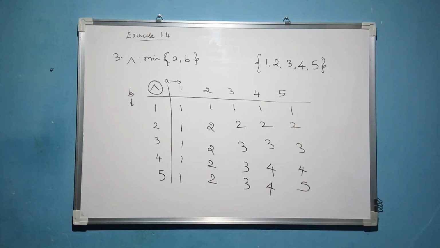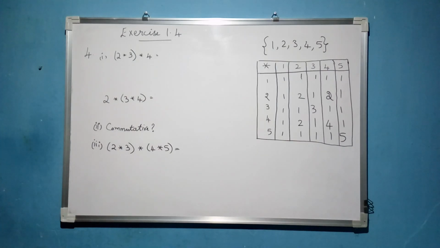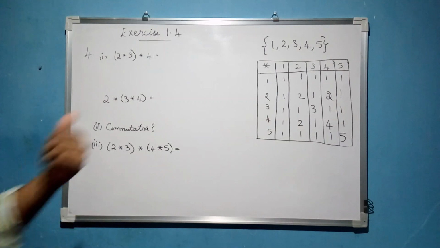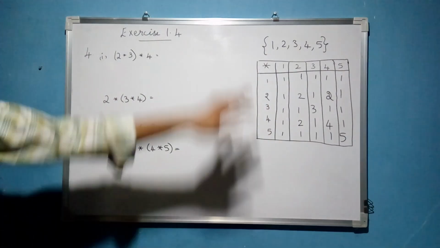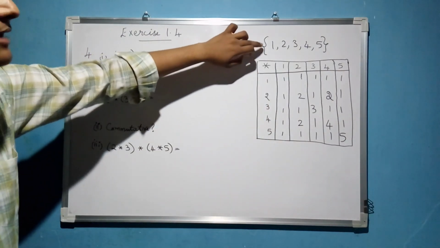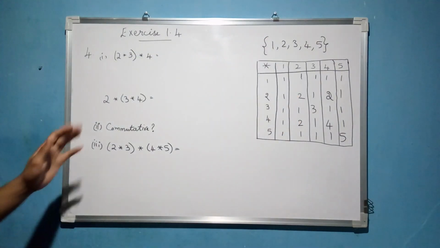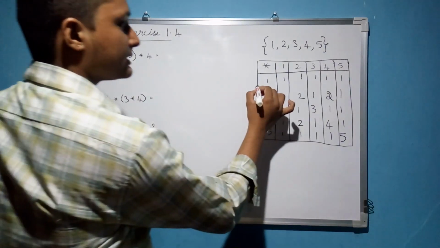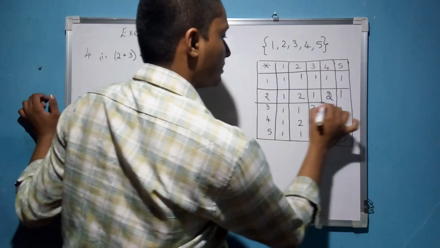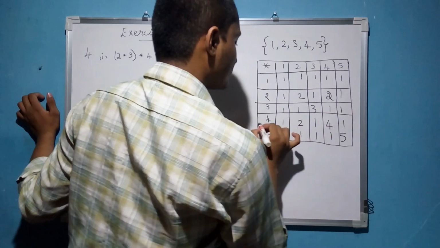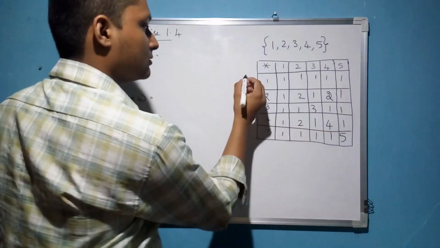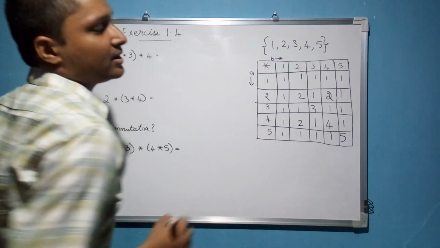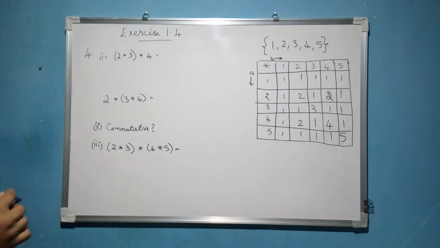Next question. Let us continue with the exercise now. We have our fourth question from the exercise 1.4. Here star is a given binary operation on this set. This set is having elements 1, 2, 3, 4, 5. And this is how the operation table goes on with this. This is the operation table with the elements 1 to 5. So let me take this as A and this is B for my convenience to just understand how it is.